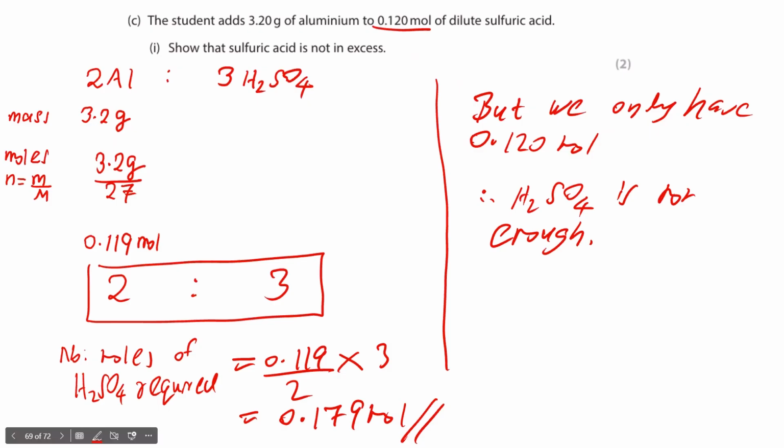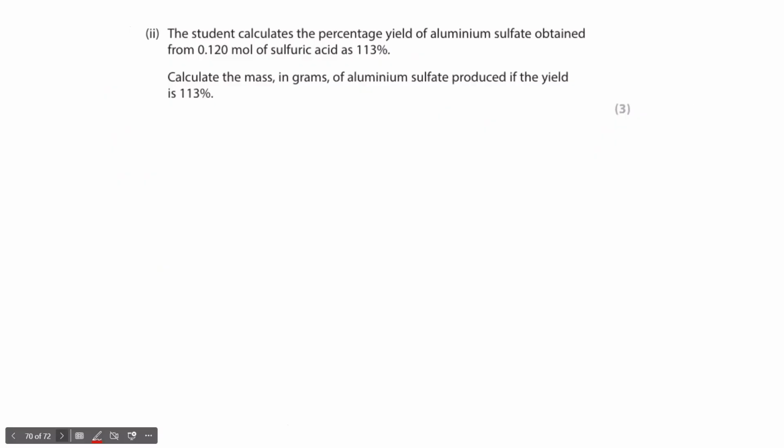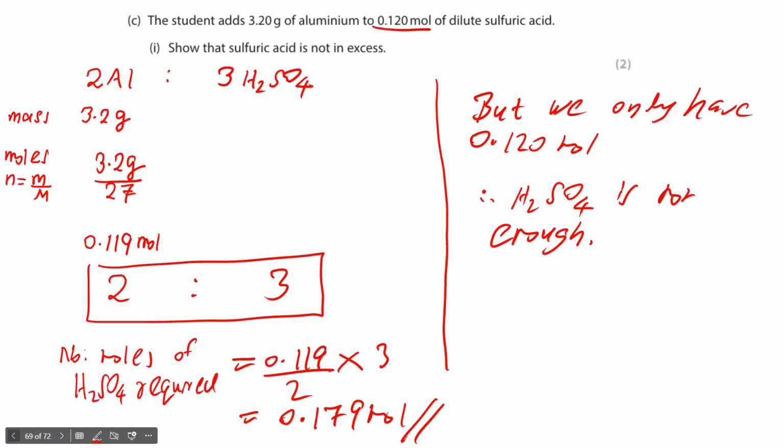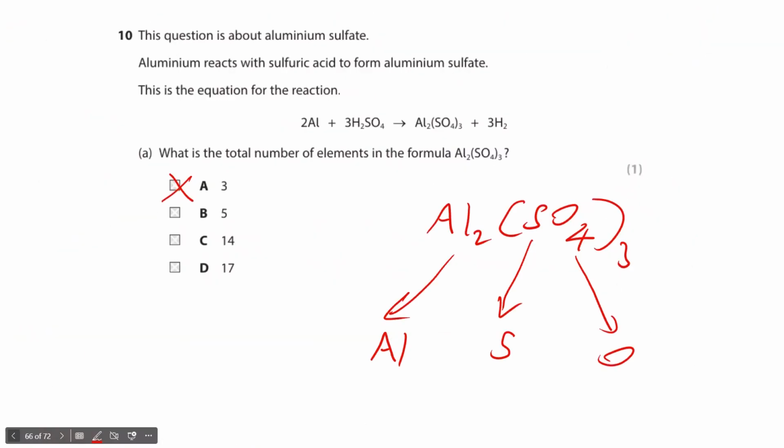So therefore, that's our answer. Right. Now let's go for the next part. The student calculates the percentage yield of aluminium sulfate obtained from 0.12 moles of sulfuric acid as 113%. Calculate the mass in grams of aluminium sulfate produced if the yield is 113%. Okay, now we have a problem. Let's go for the equation: 2 aluminium react with 3 H2SO4.